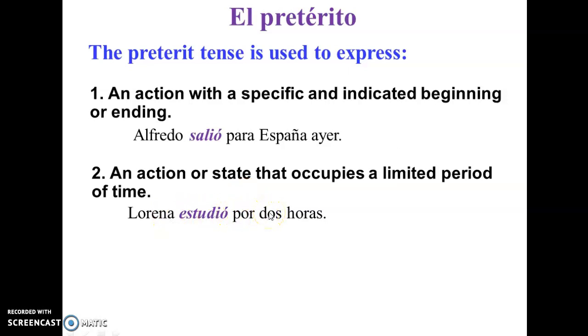A limited period of time can be a number of hours, number of days, months, years. In this case it's hours. Lorena estudió por 2 horas. So Lorena studied for 2 hours. That's our period of time.